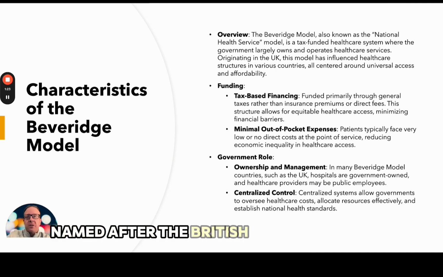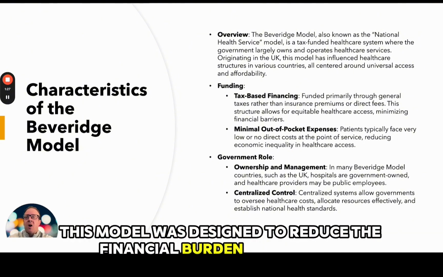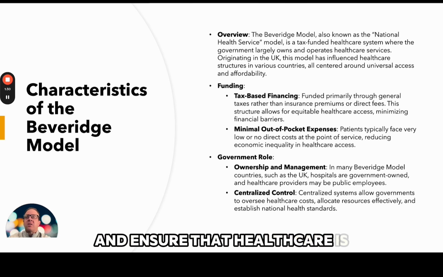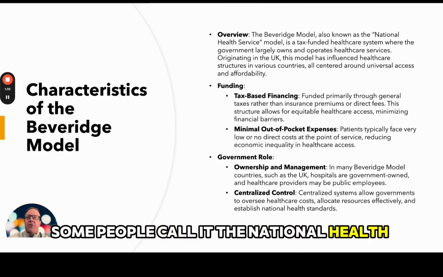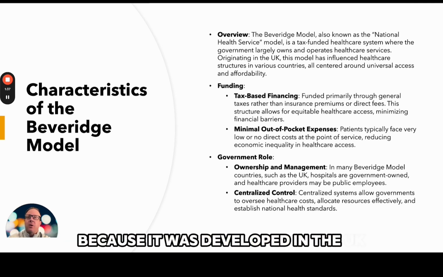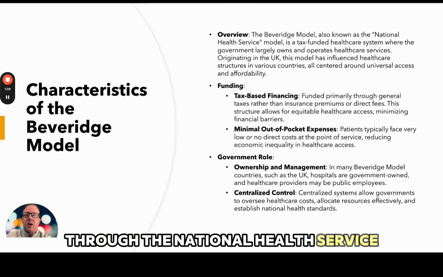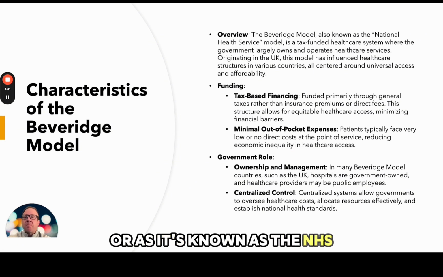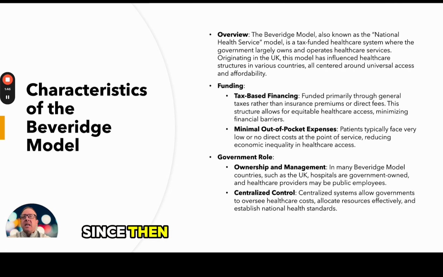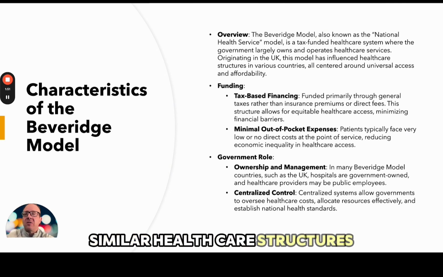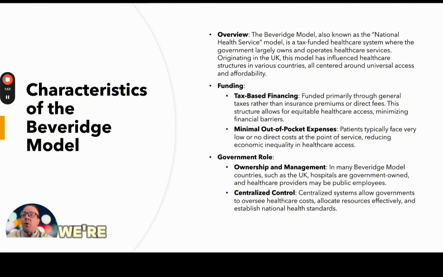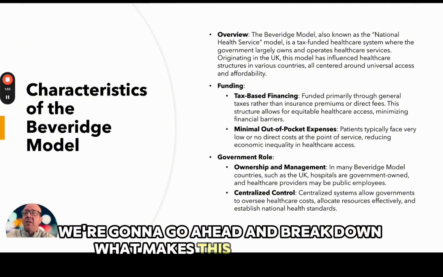Named after the British social reformer William Beveridge, this model was designed to reduce the financial burden on patients and ensure that healthcare is available for all. In fact, some people call it the National Health Service Model because it was developed in the UK through the National Health Service, or the NHS, which was founded in 1948. Since then, it has inspired various countries to adopt similar healthcare structures. And we're going to go ahead and break down what makes this model unique.